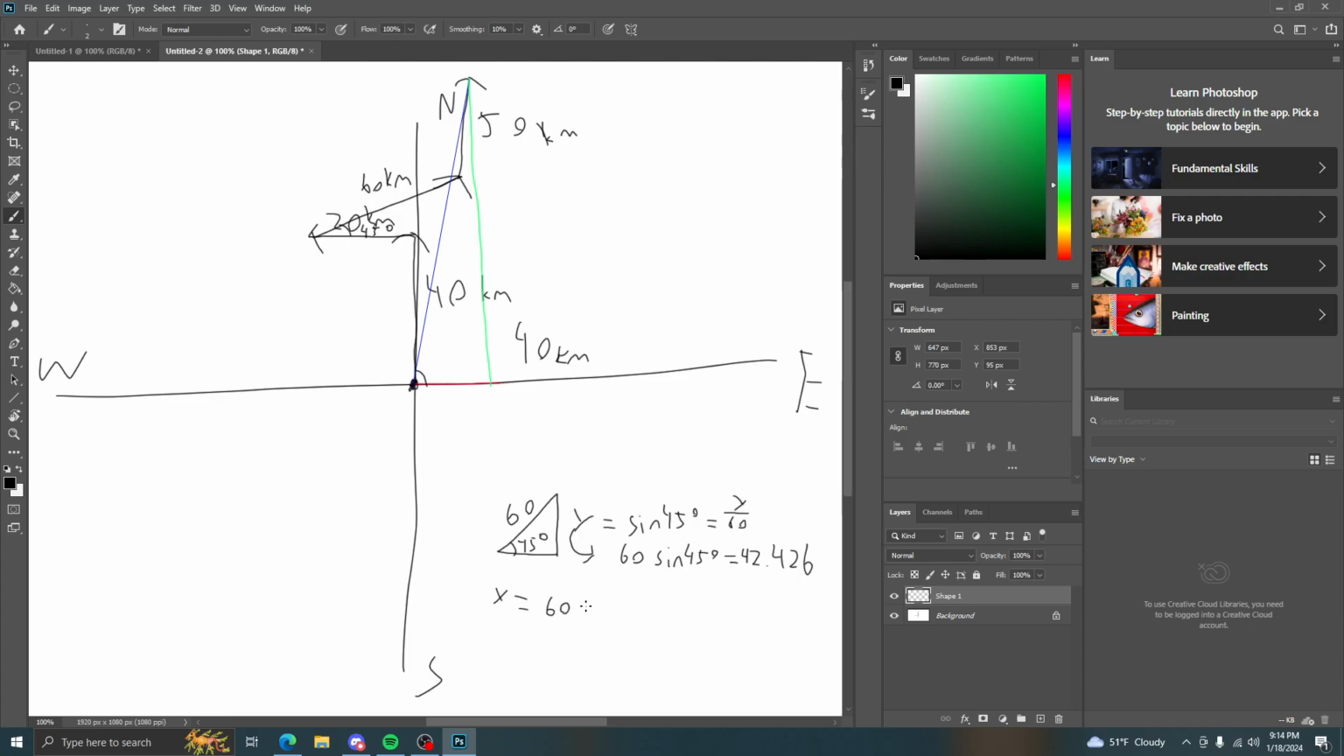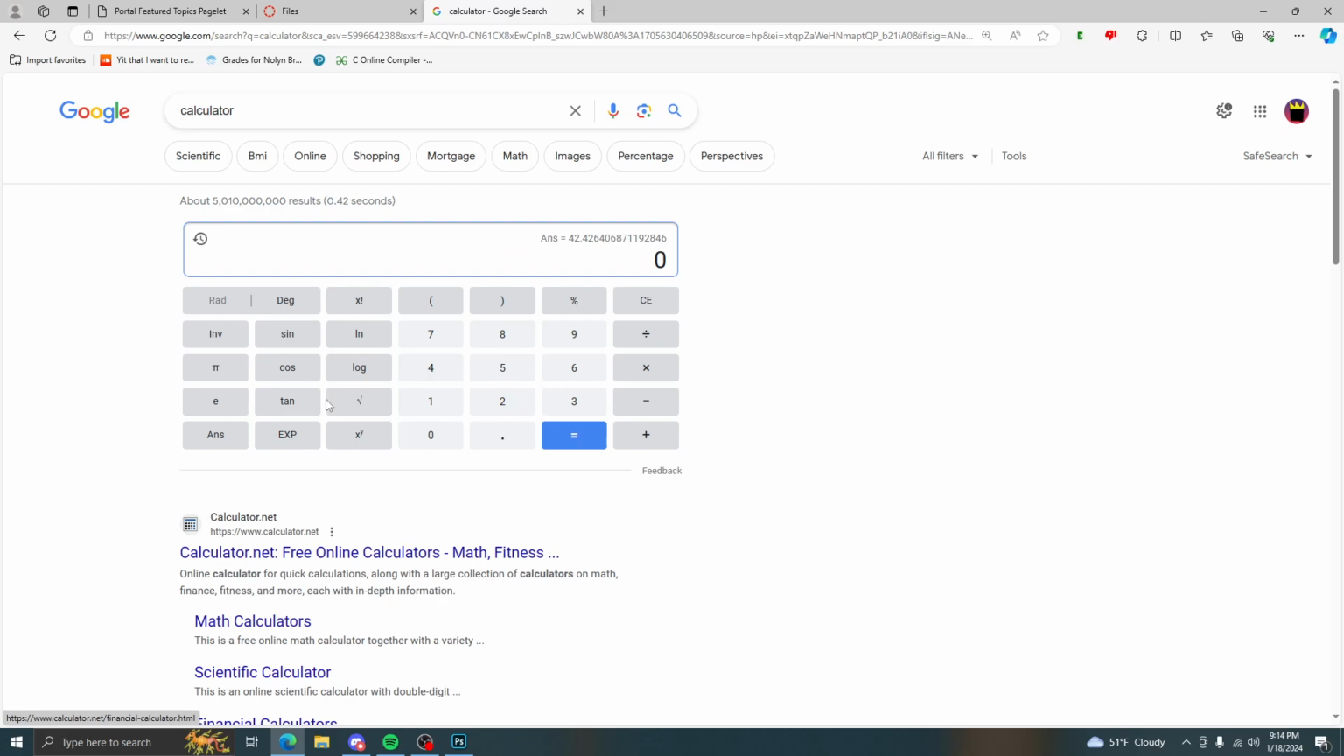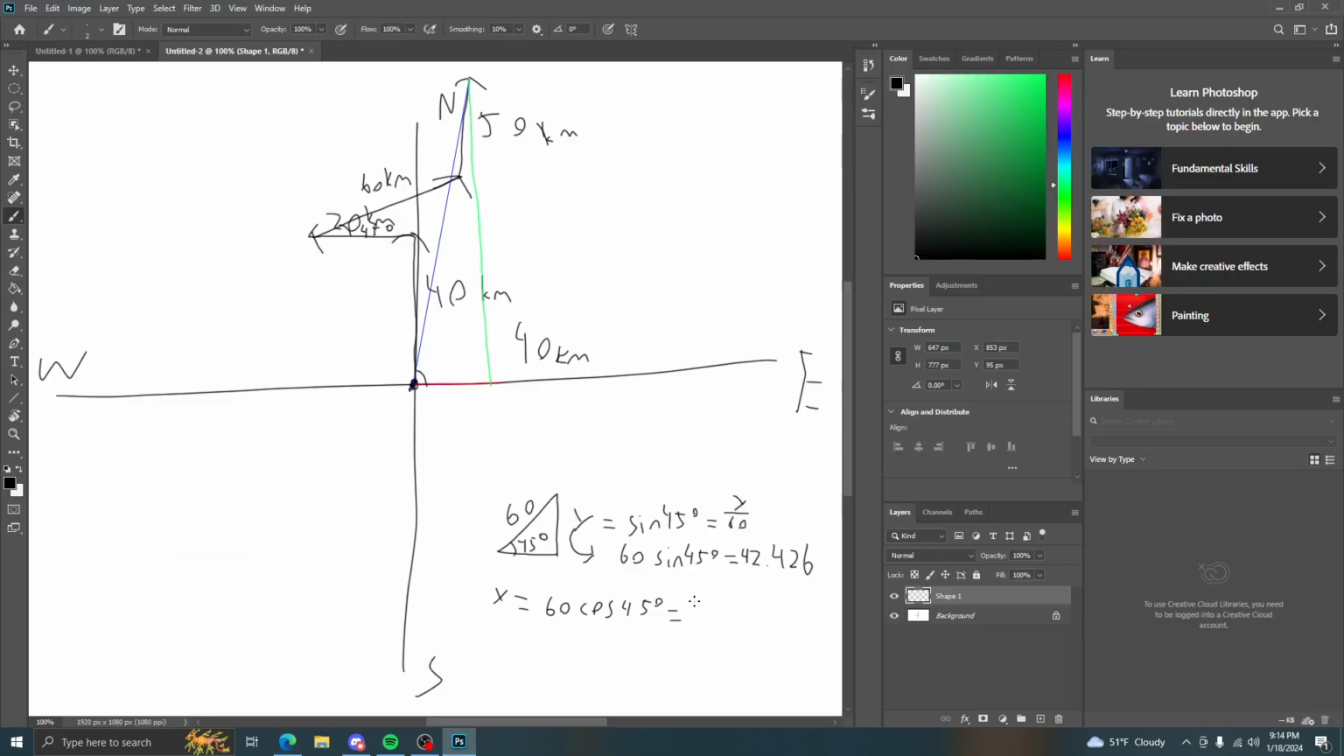And then x is going to be 60 times cosine of 45 degrees. I think cosine 45 is just square root 2 over 2, same as sine. I don't know my radians to degrees off the top of my head, but I figured it was probably square root 2 over 2 for both. So they're going to be the same, which makes sense because it's split evenly between north and east.